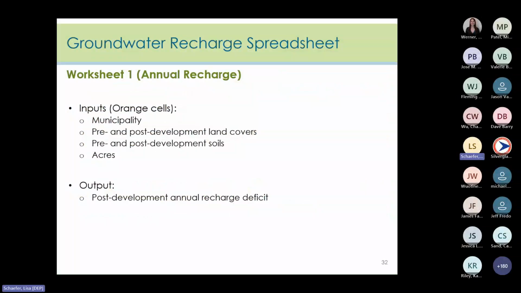All right, so the spreadsheet assigns annual precipitation based on the municipalities, so be careful when you're selecting your site. As stated earlier, the volume of groundwater recharge is the runoff infiltrated into the subsoil and passed through the root zone. In the spreadsheet, the land cover is used to determine how much runoff is infiltrated into the subsoil, and then the soil series is used to determine the depth of the root zone. The spreadsheet will calculate the pre-development and post-development annual recharge. So the difference between them is the annual recharge deficit created by the proposed development.